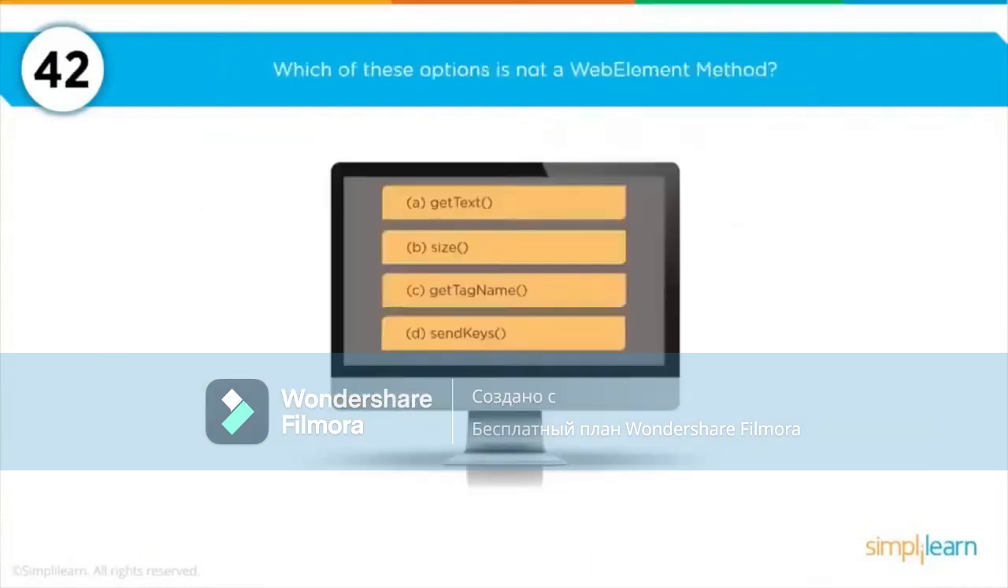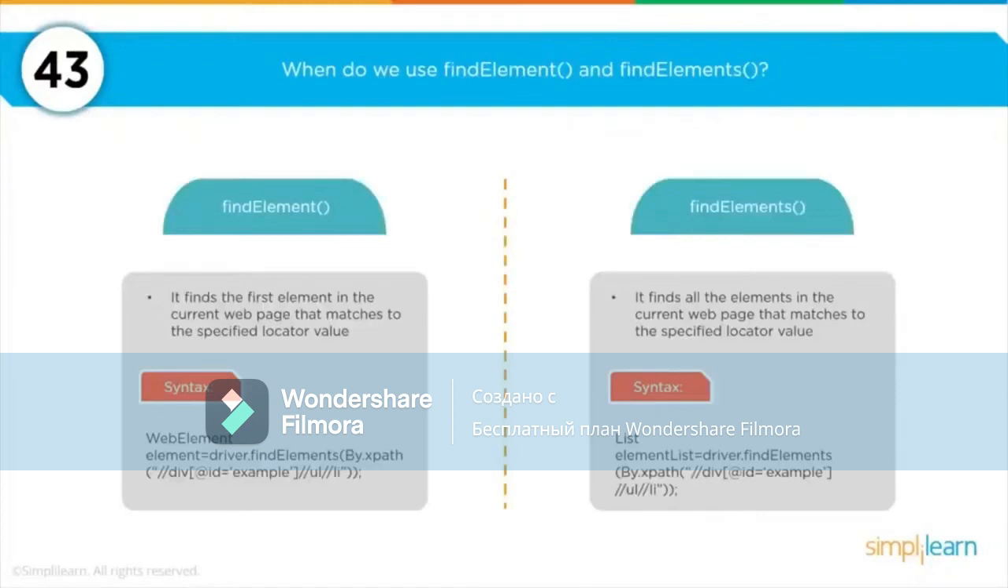Of the following 4 elements, which of these is not an element method? A, getText, B, size, C, getTagName, D, sendKeys. And it's B, size.